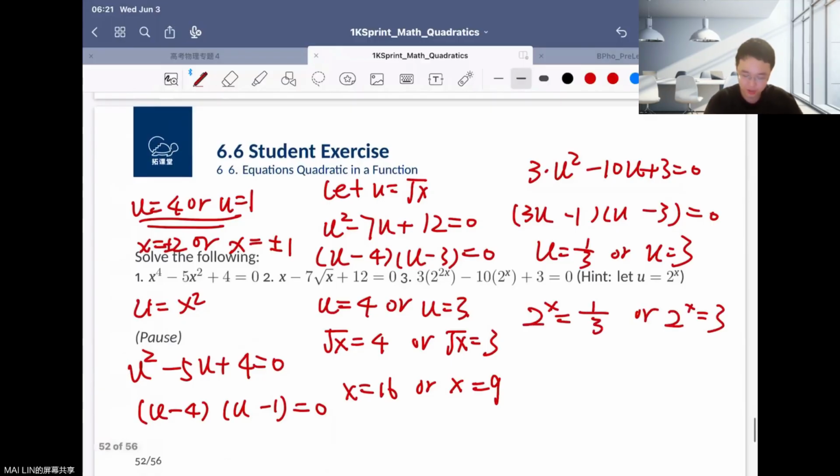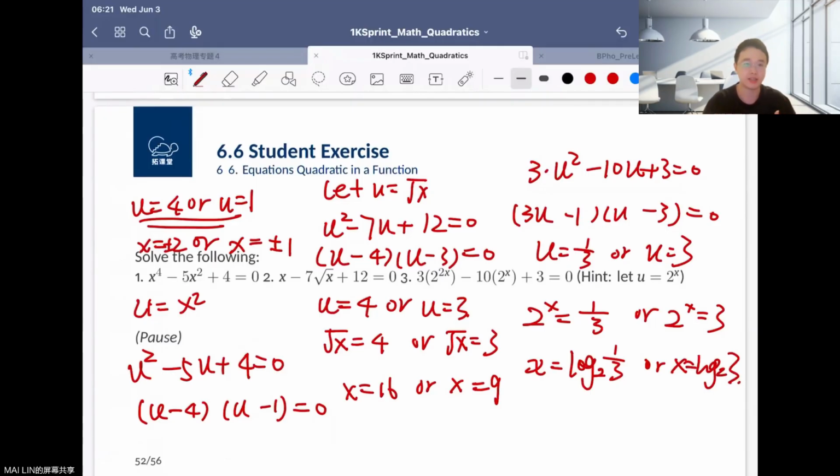But then you can just write it down as x. If you don't know about logarithms or exponentials, don't be worried about it. This can be written as x equals log base 2 of 1/3, or x equals log base 2 of 3, okay? So that is for the solutions right here. And you can also use your calculator to calculate the exact values and exact answers here, okay?